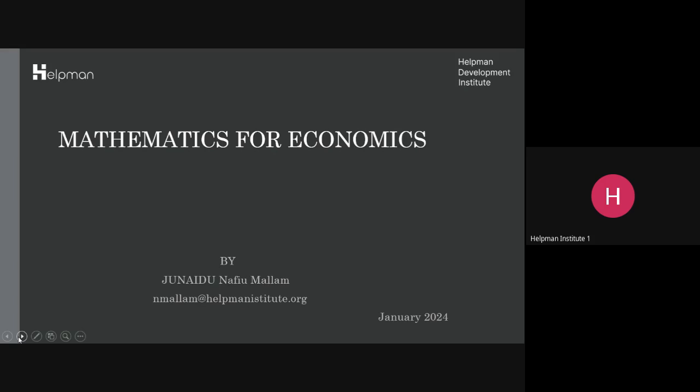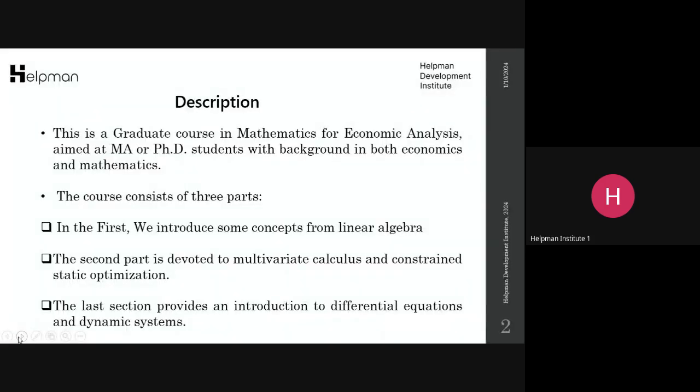So let's go to the next slide. Here's a description of the course. This is a graduate course in mathematics for economics analysis for MA or PhD students with a background in both mathematics and economics. One of the key concepts that will guide us in the study of mathematics for economics is to link the knowledge that we have of both mathematics and economics. How can we take an economics problem and use mathematics as a tool to interpret such problems?